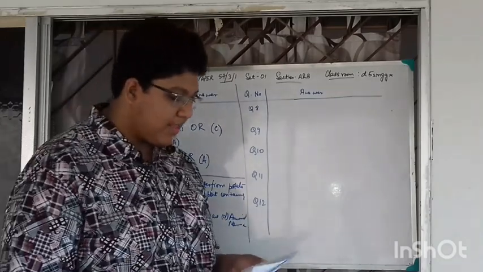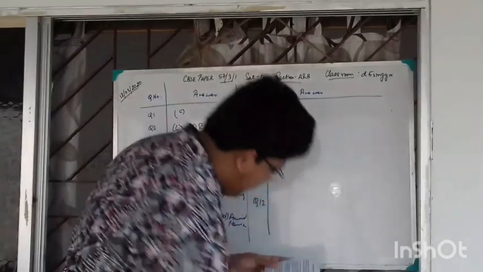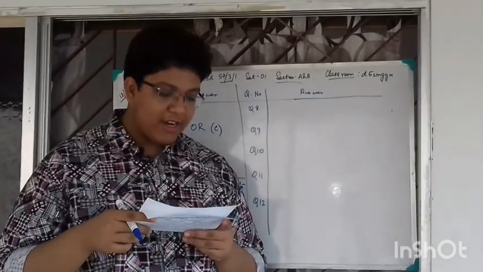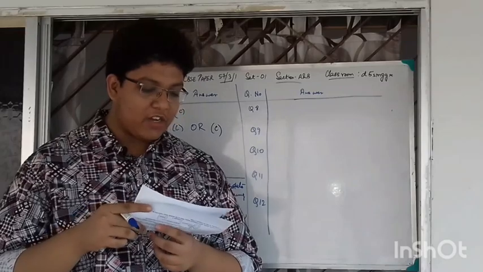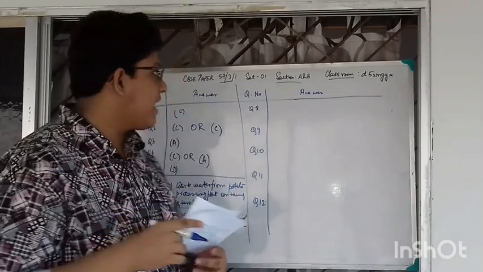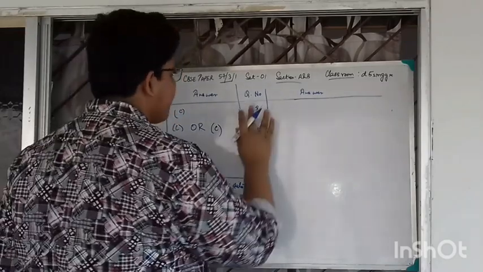The next question is, how does E. coli specifically act on DNA molecule? Explain. I am just explaining here. Question 7.